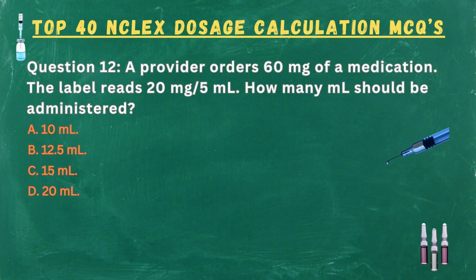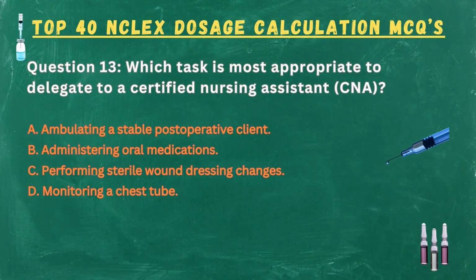Question 12. A provider orders 60 milligrams of a medication. The label reads 20 milligrams per 5 milliliters. How many ml should be administered? A. 10 milliliters. B. 12.5 milliliters. C. 15 milliliters. D. 20 milliliters. Answer: C. 15 milliliters.